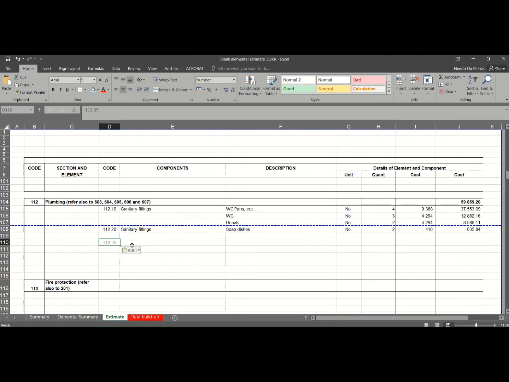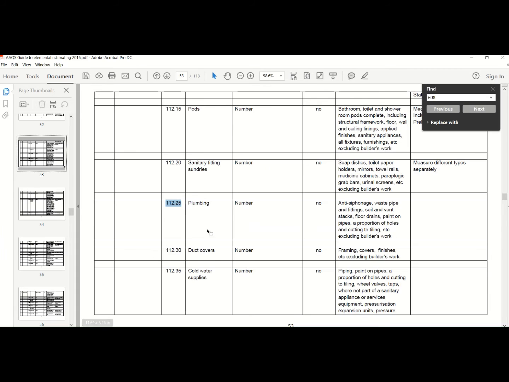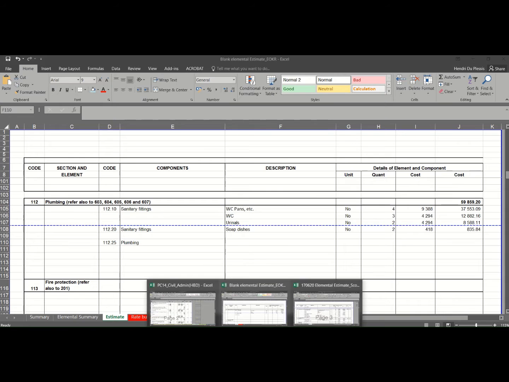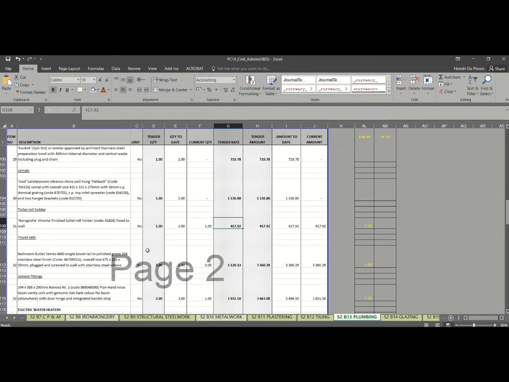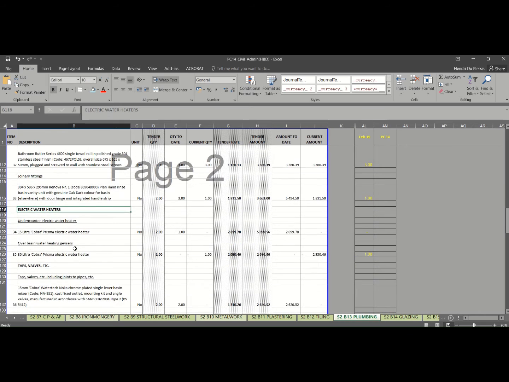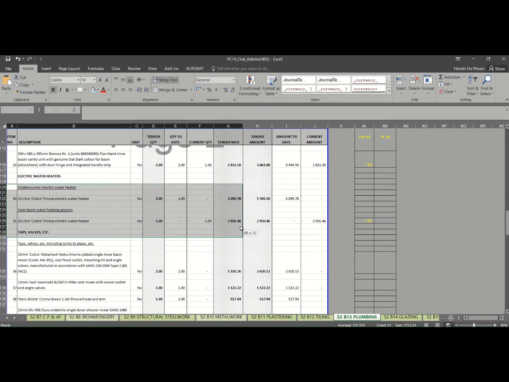So it's item 112.25, which is our plumbing, which is basically our sewer drainage that we're going to install here. And then we go to our BOQ, which kind of gives us a nice guideline on this. Geysers are usually measured as electrical water heaters, so we're not going to deal with them just yet.